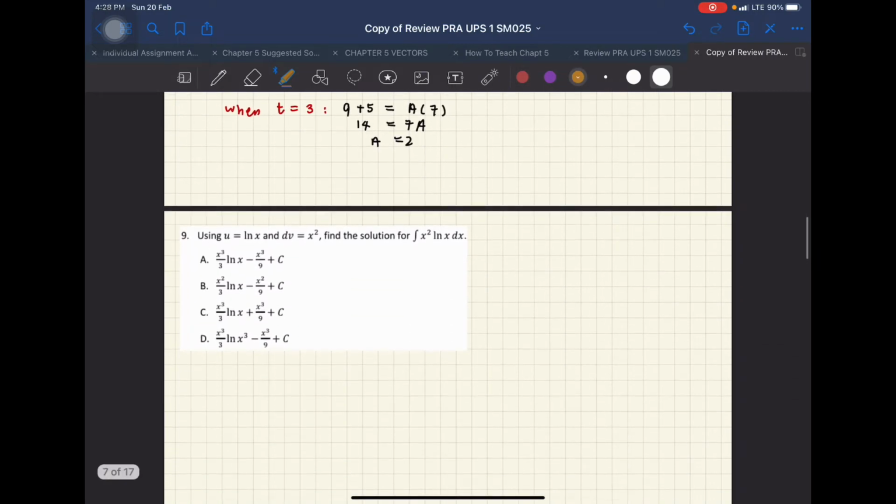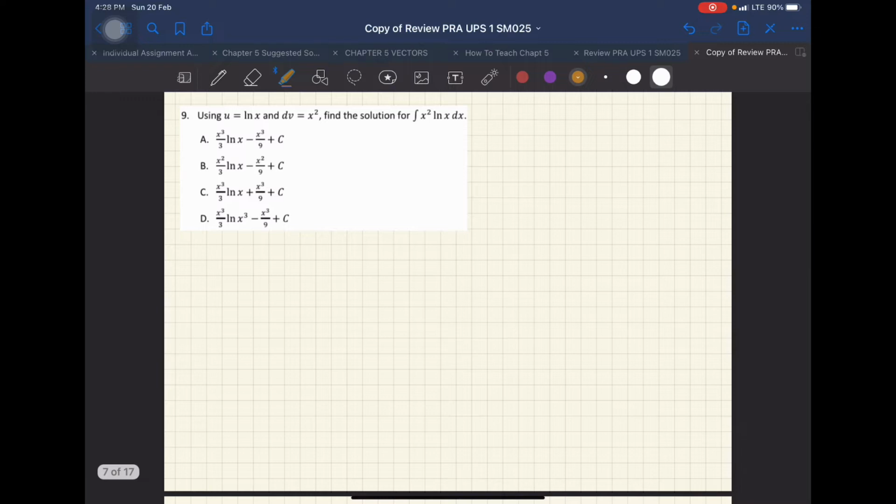Okay, let's continue. Alright, so number 9, using u equal to ln x and dv equal to x square. So kat sini soalan dah bagi kita clue, you need to use substitution, you need to use integration by parts. Okay, sebab dia bagi u and also dv. Okay, so from here, your u is ln x, which means that du dx is 1 over x. We want du as subject. You will get 1 over x dx.